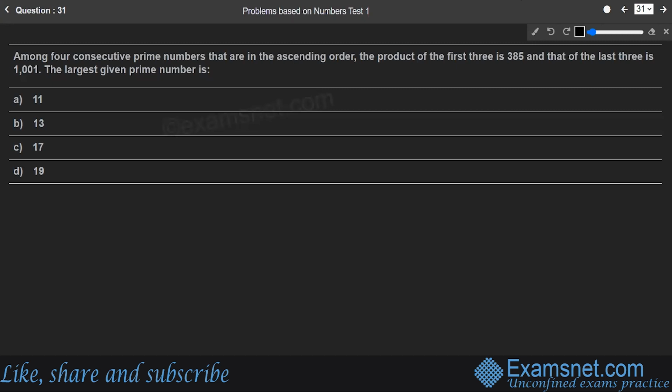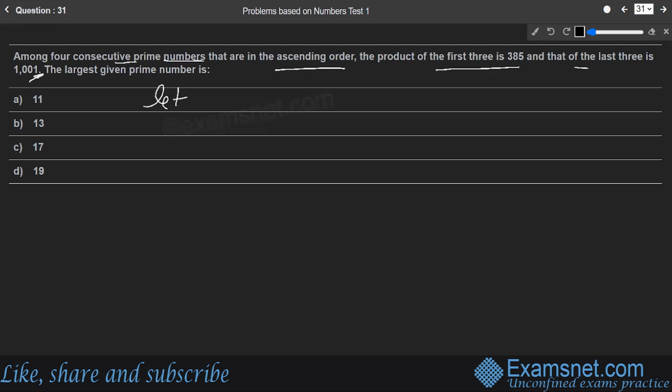So the question says, among four consecutive prime numbers in ascending order, the product of the first three is 385 and that of the last three is 1001. Clearly there is no pattern between the prime numbers, so we cannot make them like x, x plus 2, x plus 3 and things like that. The prime numbers are random in nature. So in this case, we'll have to assume each and every prime number as a different variable.